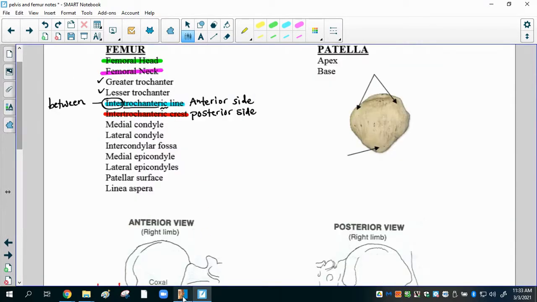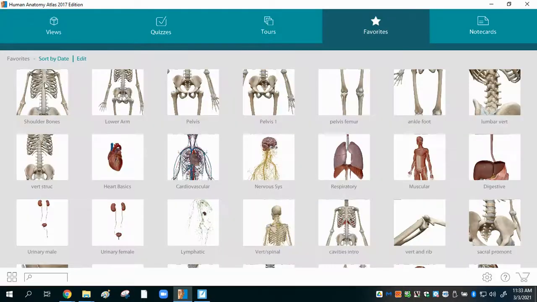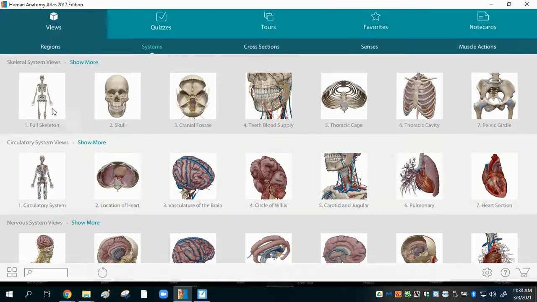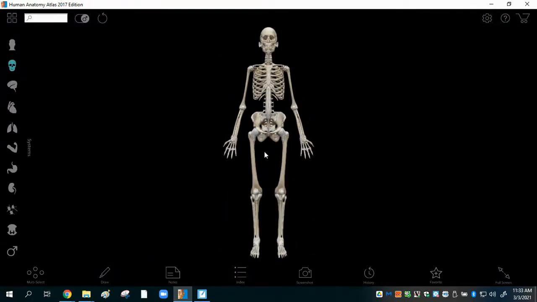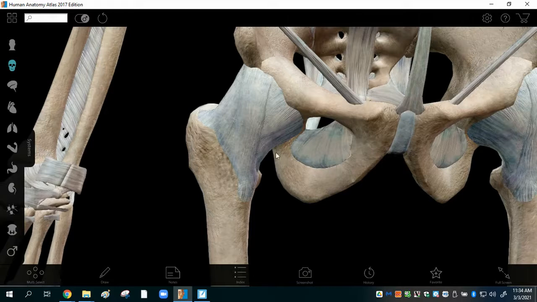And both of these, if we go ahead over to the anatomy app, I'm going to show you the skeleton without any ligaments removed. And if we zoom in on the hip, okay, we can't even see the head of the femur.